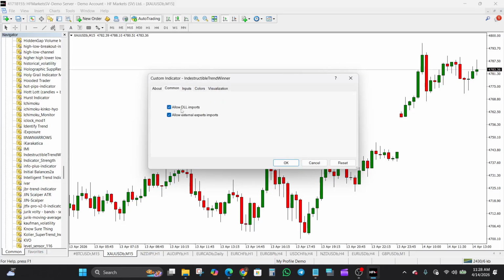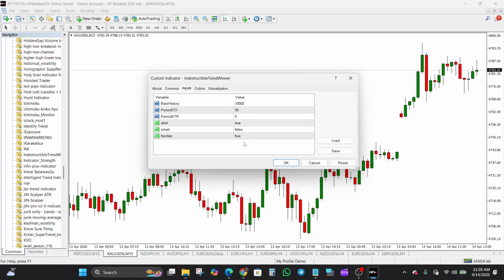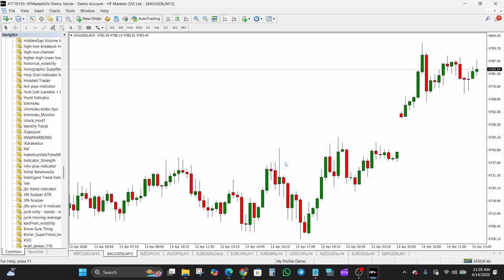Drag and drop, ensure that the allow DLL imports box is checked. As for the input settings, feel free to modify these values according to your taste. And then of course, if you want alerts or email and all of that, and fractals, you can set these true or false. Okay, you can see that right now.